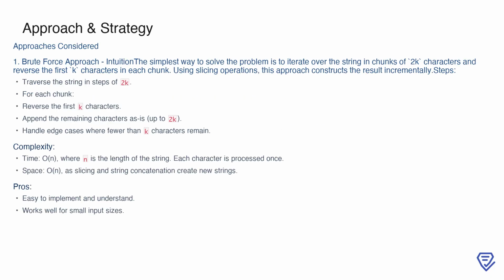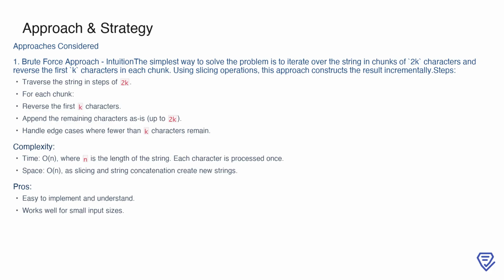To solve this problem, one straightforward approach is the brute force method. The idea here is to process the string in chunks of 2k characters. For each chunk, we reverse the first k characters and leave the remaining characters unchanged. This can be accomplished using Python's slicing operations, which allow us to easily reverse and append portions of the string. The algorithm is simple: traverse the string in steps of 2k, reverse the first k characters in each segment, and handle any edge cases where fewer than k characters remain at the end of the string.